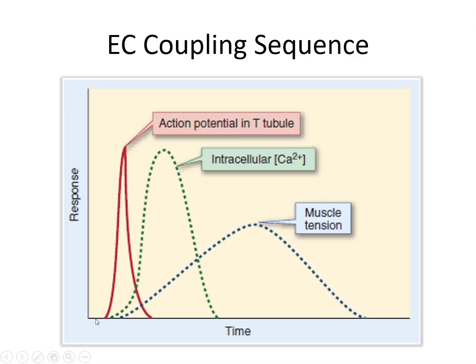So the purpose of this graph is just to show that what comes first is the action potential in the muscle membrane. That is then responsible for an intracellular calcium signal, and it's that calcium acting through troponin C that liberates actin-myosin interaction and allows the development of force.